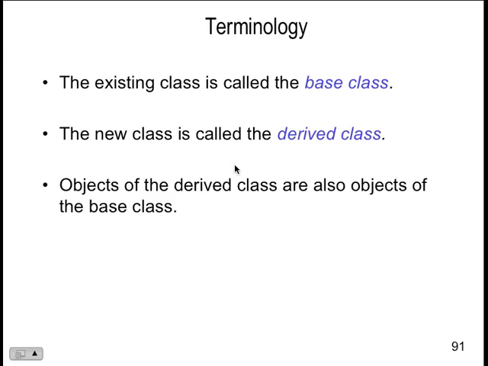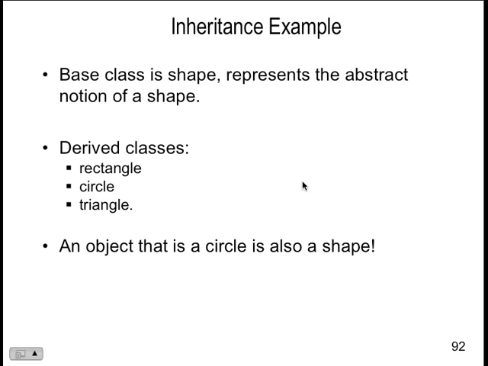More terminology. So objects of the derived class are also objects of the base class. So then you can have the super and the sub as well. So here's an example. And this is kind of like your dinosaurs, sort of. You have a base class called shape, and then the shape represents the abstract notion of a shape. And then we can derive shapes from this, and the derived shape would be rectangle, circle, triangle, all sorts of different types of shapes. So the object that is a circle is also a shape by concept.